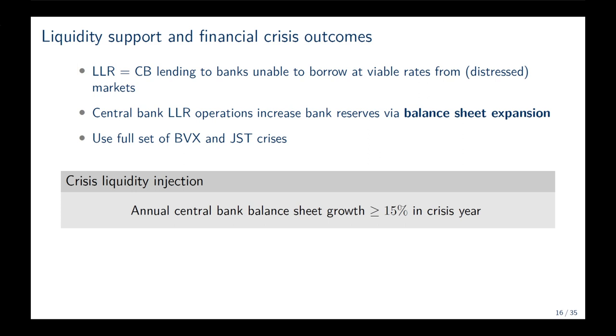To start with, we're going to define the lender of last resort role as central bank lending to banks that are unable to borrow at viable rates from distressed markets. We're going to operationalize that in a very crude way, and maybe we can do better if we had more detailed balance sheet data, as an annual central bank balance sheet growth of 15% around the crisis time. We're going to have central bank lender of last resort operations that increase bank reserves via balance sheet expansion, and we bring that together with a full set of crisis dates from BVX, Baron, Werner, Jung, and JST.